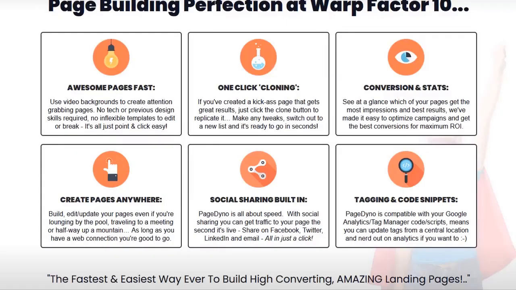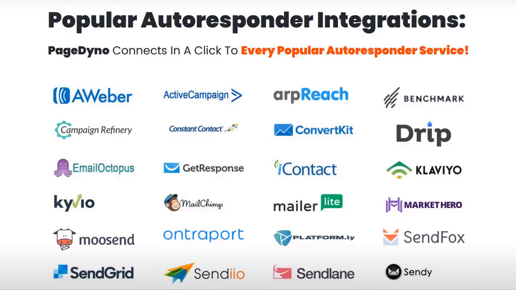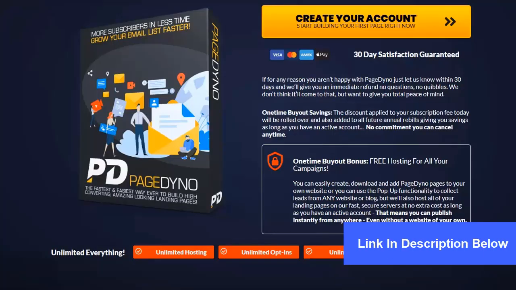PageDyno makes it super easy and fast to create professional opt-in pages, landing pages, pop-ups and more, even letting you clone existing campaigns for the ultimate shortcut. You get to see what's actually working best with conversion tracking and stats, so you can be constantly improving your results. It's all web-based, so you can create pages anywhere, anytime, using the built-in hosting for your new pages, and the social sharing, Google Analytics and tags all built in for you. And of course, all the popular autoresponders have integration built in to keep things super simple to get those new opt-ins onto your lists. Use PageDyno today. Make it quick, make it easy, get more leads.